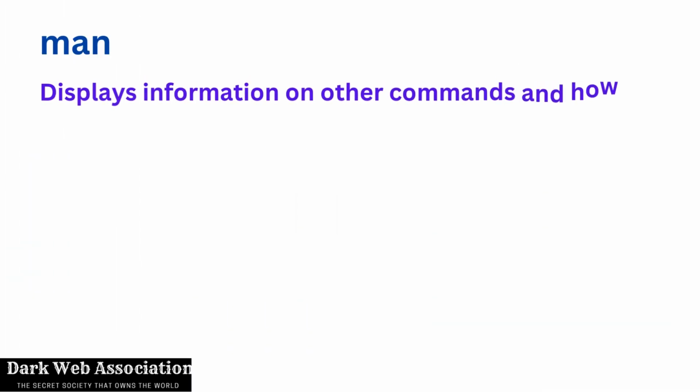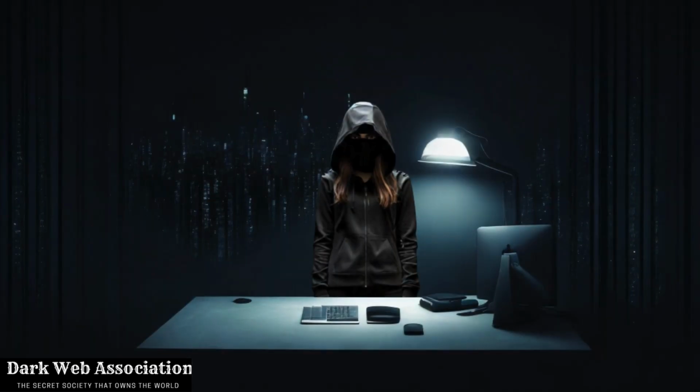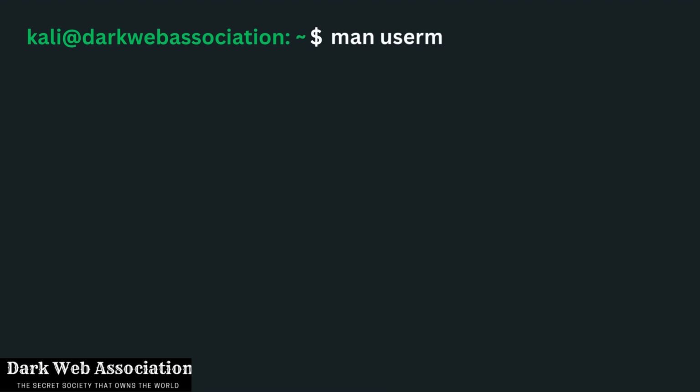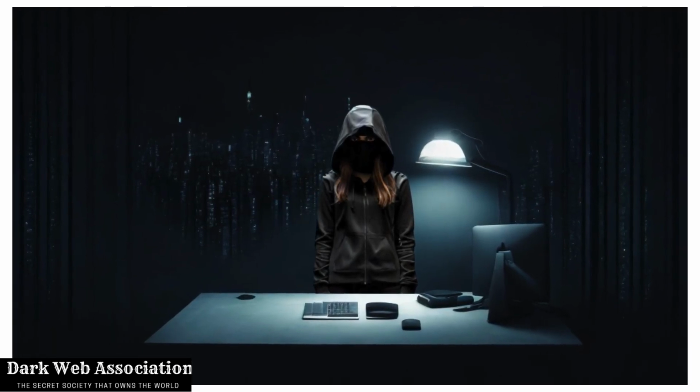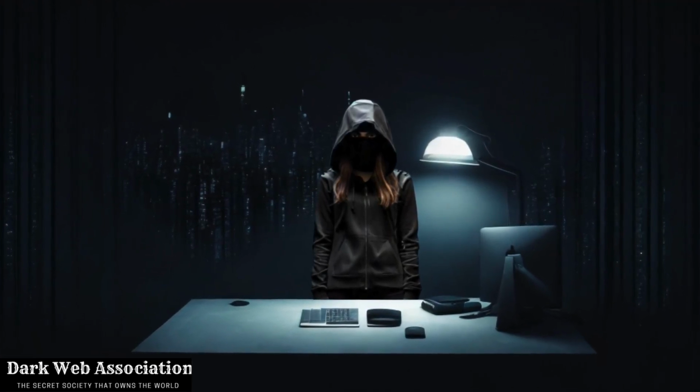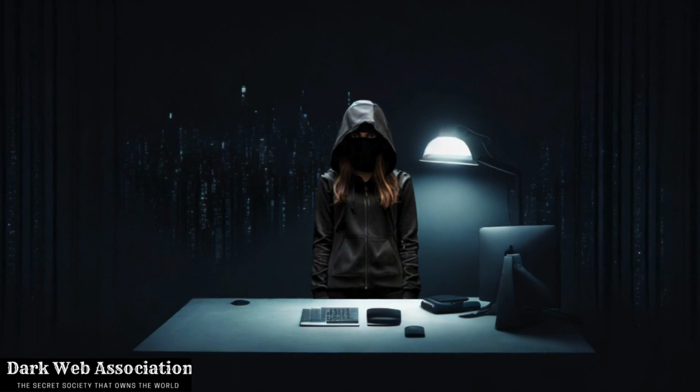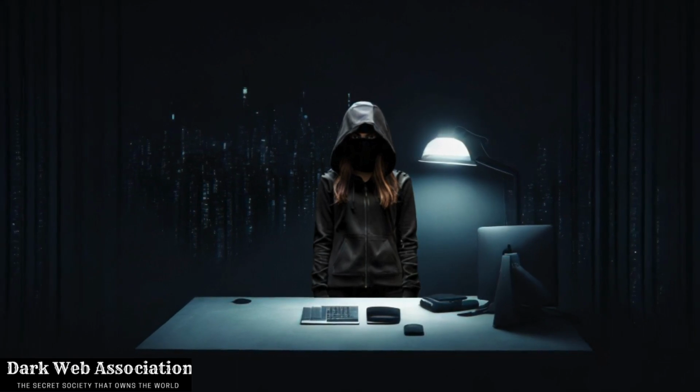Man displays information on other commands and how they work. The name of this command comes from the word manual. Let's examine this more closely by using man to get information about the usermod command. After man, we type the name of this command. The information that man returns includes a general description. It also contains information about each of usermod's options. For example, the option D can be added to usermod to change a user's home directory.